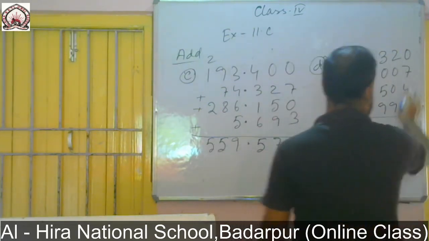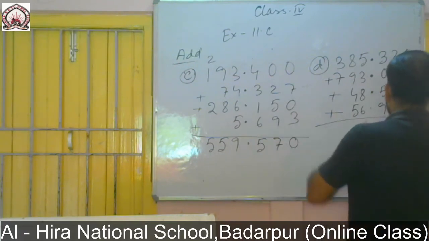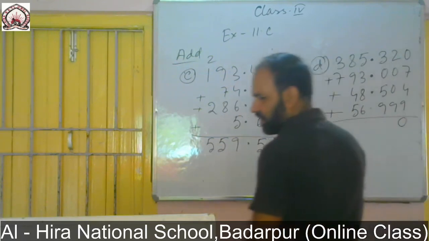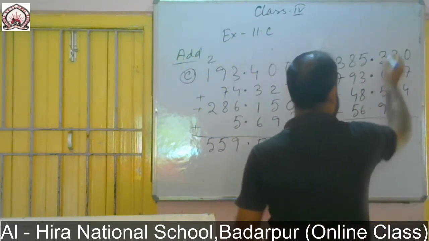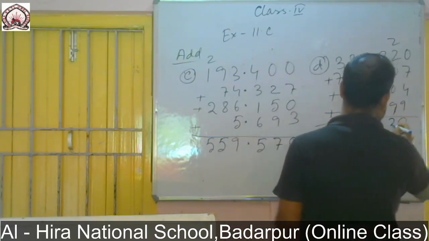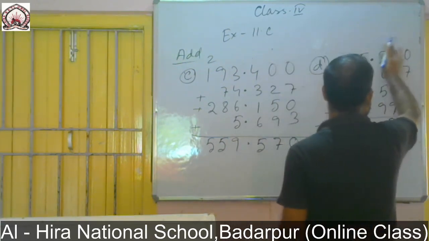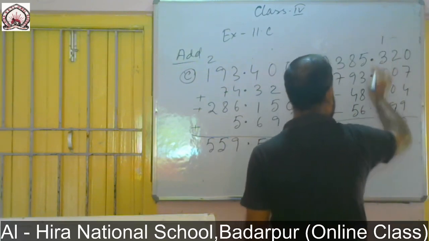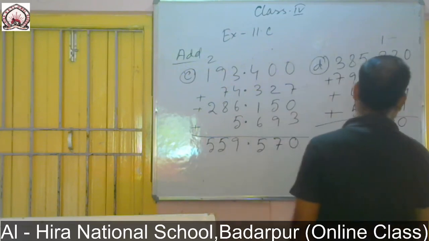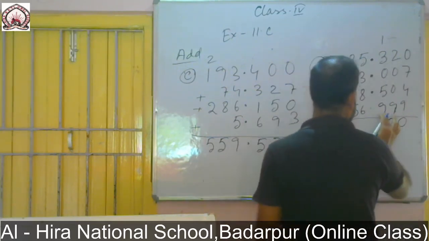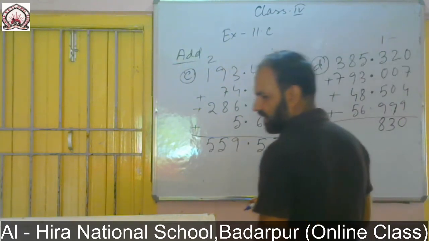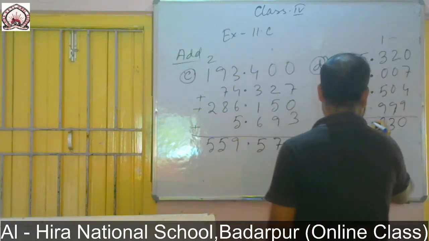So here 7 plus 4 is equal to 11, 11 plus 9 is equal to 20, 20 is 0, 2 in my hand. Here 2 to 4, 4 plus 9 is equal to 13, 13 is 3, 1 in my hand. Here 3 plus 1, 4, 4 plus 5, 9 plus 9, 18, 8, 1 in my hand.